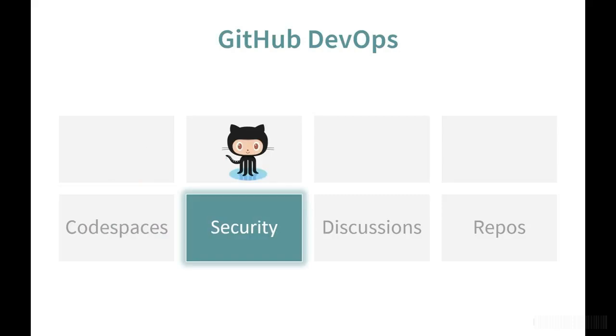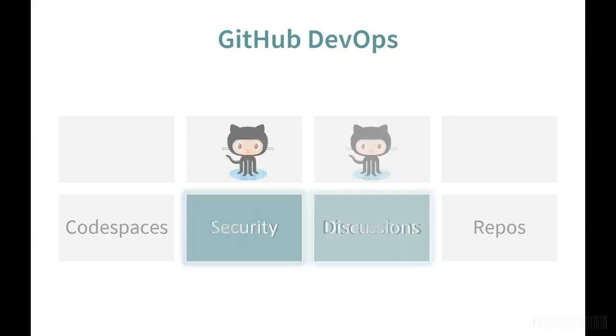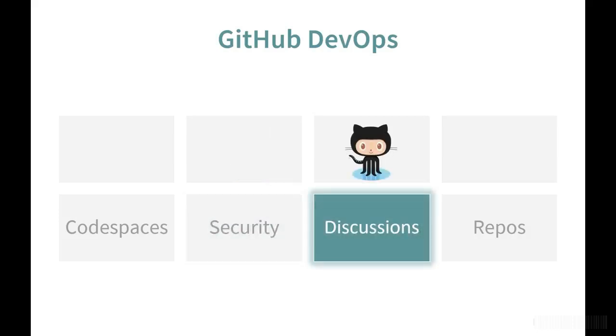GitHub security tools help you identify and fix vulnerabilities in your code. Azure DevOps offers GitHub Advanced Security for Azure DevOps, which provides a suite of security features similar to those found in GitHub Security. GitHub Discussions fosters community engagement and collaboration through threaded conversations. Azure Boards includes discussion capabilities similar to GitHub Discussions.